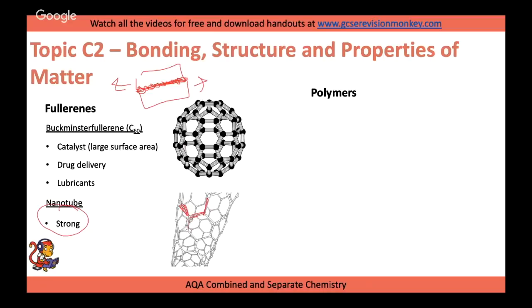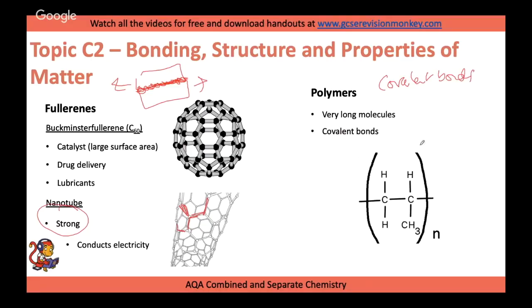And because they've got that extra electron that can go around, they can also conduct electricity. The final structure that we'll look at for this bit is polymers. They're very long molecules made with covalent bonds. So normally they just show you a small section of it in the exam.